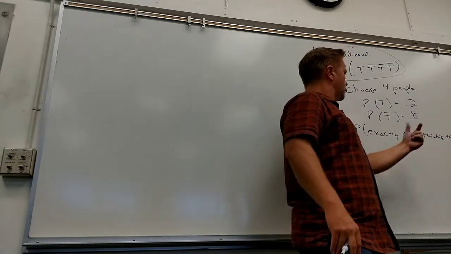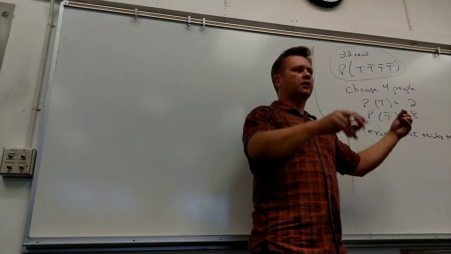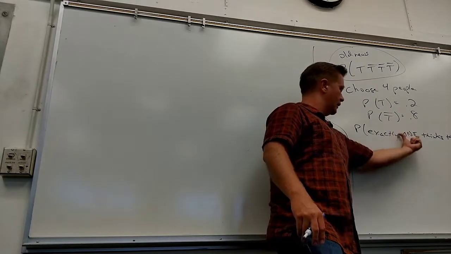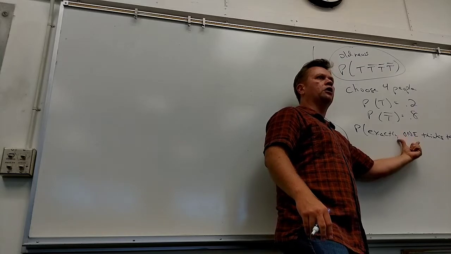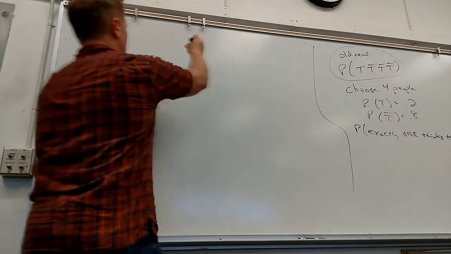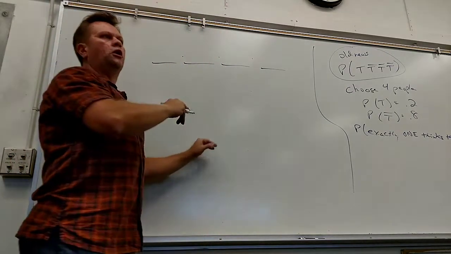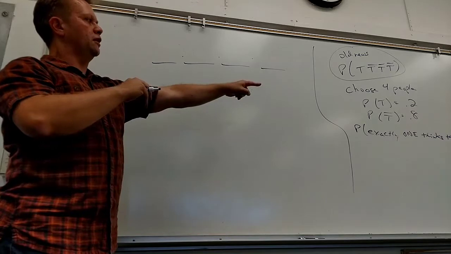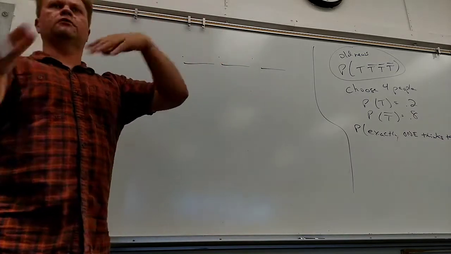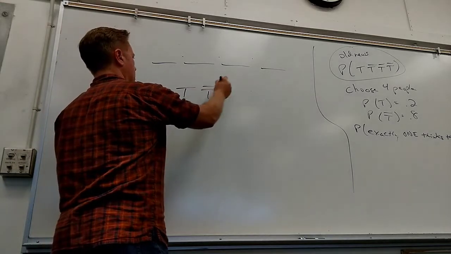So what is one way for this to happen? What is one way for this to happen? Exactly. You pick four people. Let's say we line them up on the back wall. Person one, person two, person three, person four. What's one way for one of them to think that way so the other three don't? The first one. Yeah, so it could be think that way and then these guys don't.